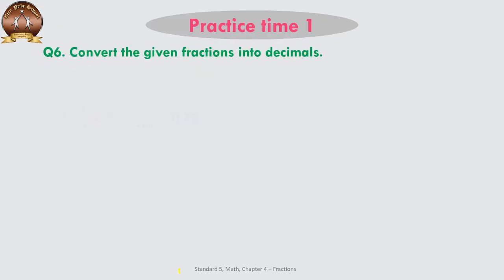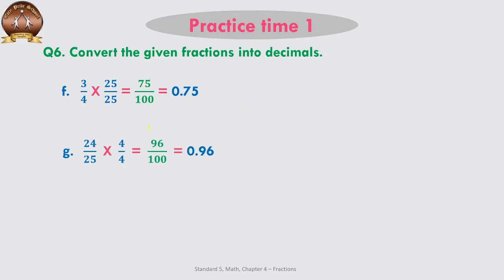Now looking at a few more examples from the exercise, we have 3 upon 4. 3 upon 4 when multiplied by 25 gives us 75 upon 100. So we get 0.75. 24 upon 25. Now the number 25 can be converted into 100 by multiplying it by 4. So we multiply the complete fraction by 4. 24 when multiplied by 4 gives us 96. 25 multiplied by 4 gives us 100. So we get 96 upon 100. Two zeros, so two places from the right hand side and we get the answer as 0.96.